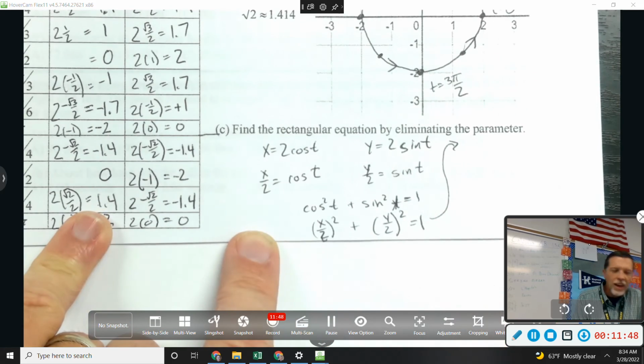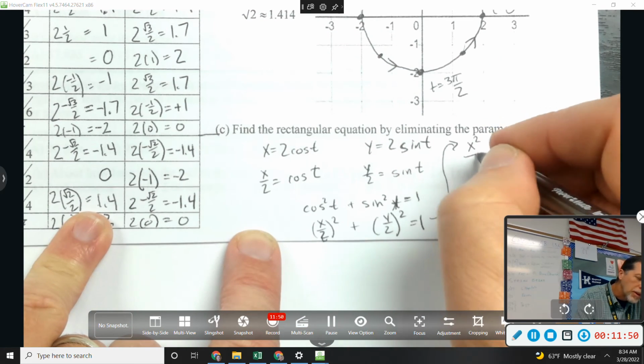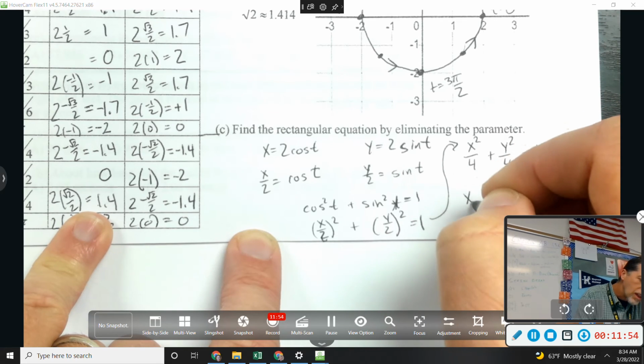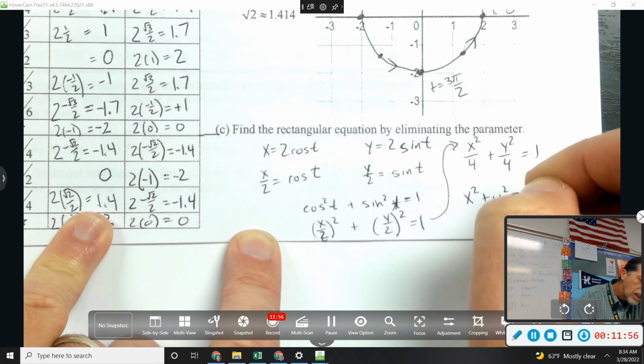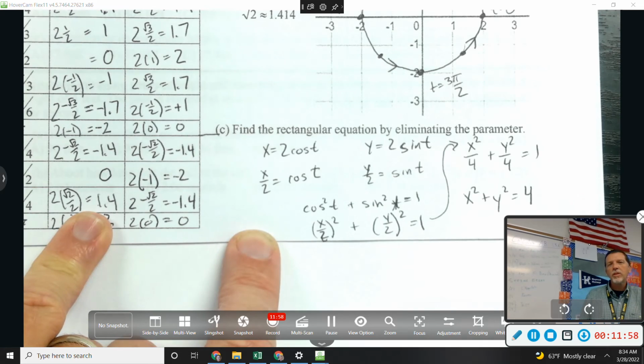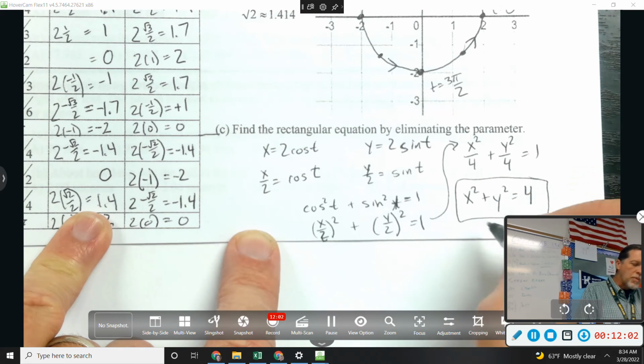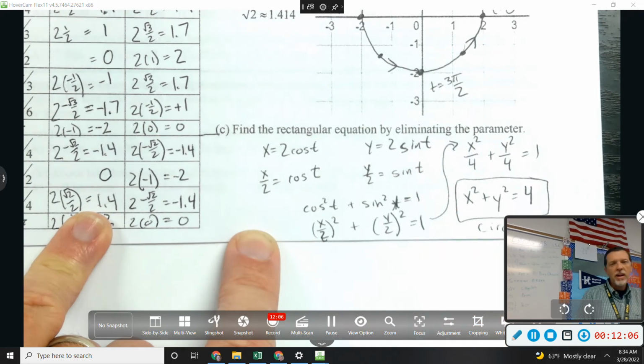Which would be okay, a good enough place to stop. But if we really want to make it look like a circle, x squared plus y squared equals 4. That's another one where we know what that shape is. Circle, radius 2. And that matches the graph that we have.